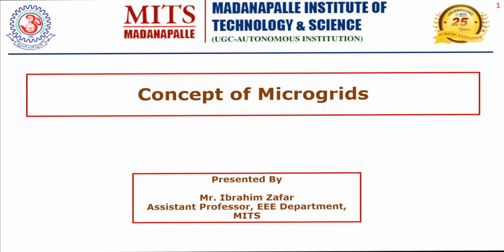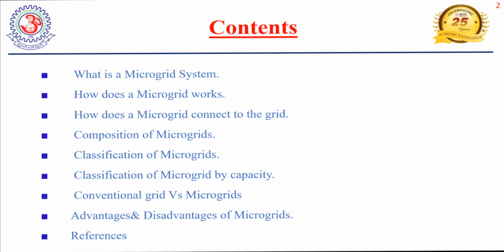Here are the contents and flow of our PPT. First we will discuss what is the microgrid. Second, I will explain how does a microgrid work. Third, we will discuss how a microgrid connects to the grid, or conventional grid. Next, we will discuss the composition of microgrid, that means what components we require to make the microgrid. Next, we will discuss classification of microgrid, that means types of microgrid. How many types, we will discuss in detail.